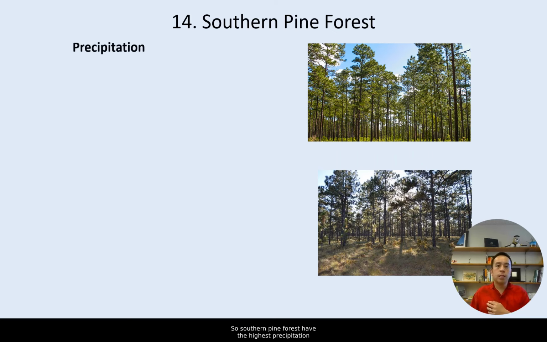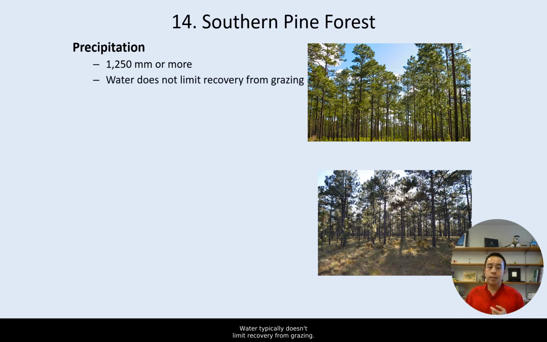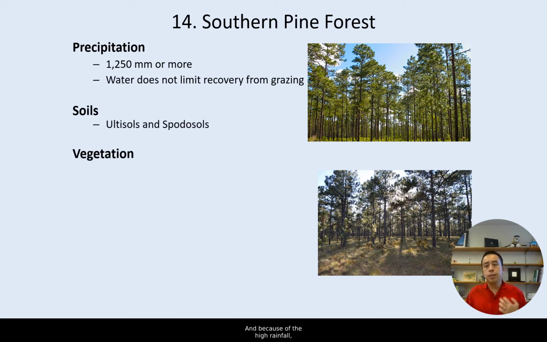So southern pine forests have the highest precipitation of all U.S. rangeland types, typically classified by higher than 1,250 millimeters of rainfall. Water typically doesn't limit recovery from grazing, but instead, because it's so high in rainfall, oftentimes the soils are highly leached, which causes mineral deficiencies for forage production during much of the year. And because of the high rainfall, like other forest ecosystems, they typically are classified by ultisols and spodosols.